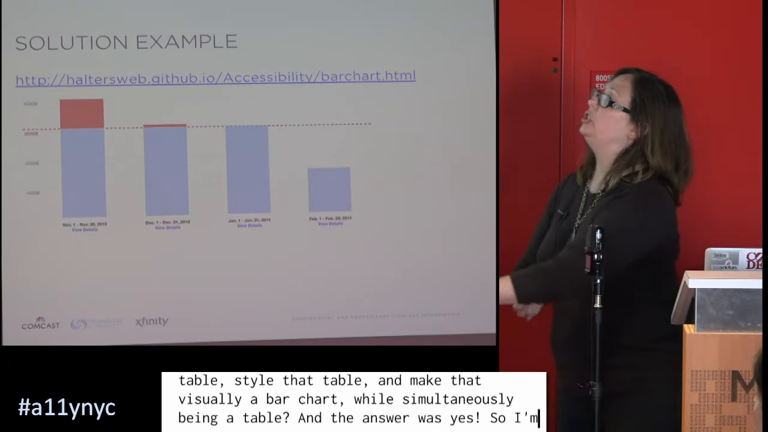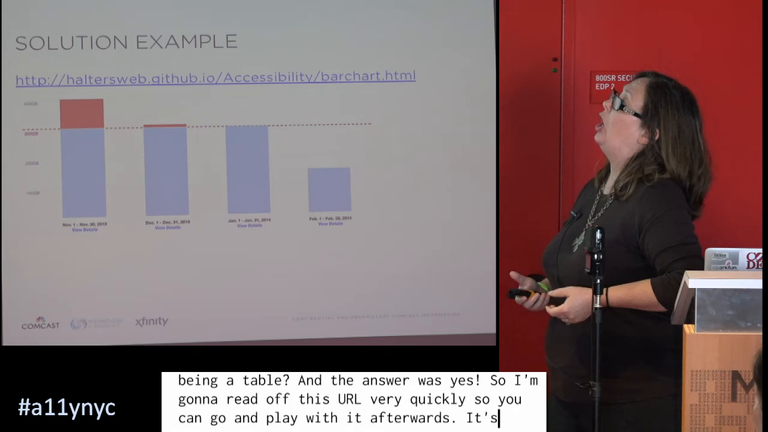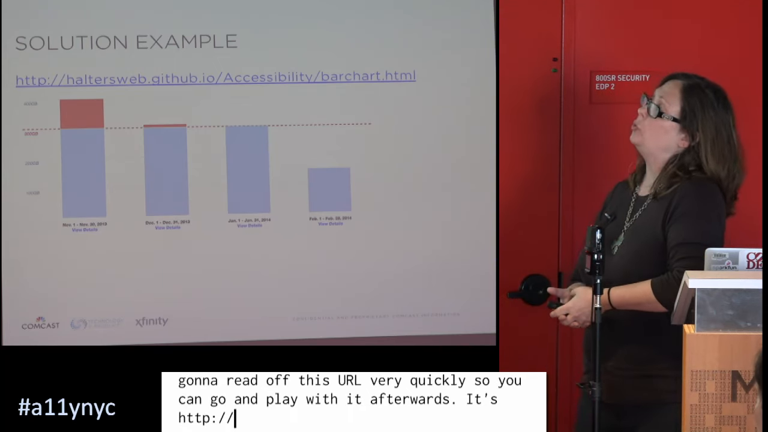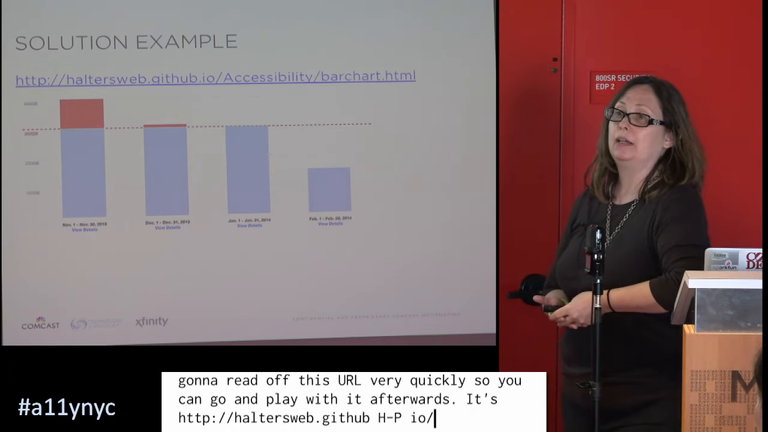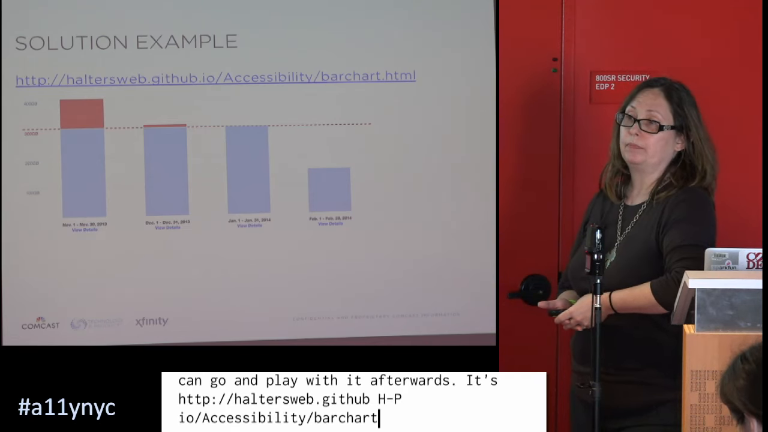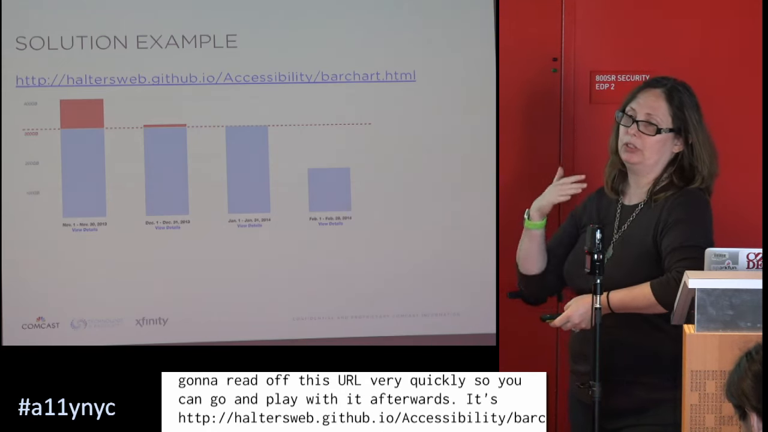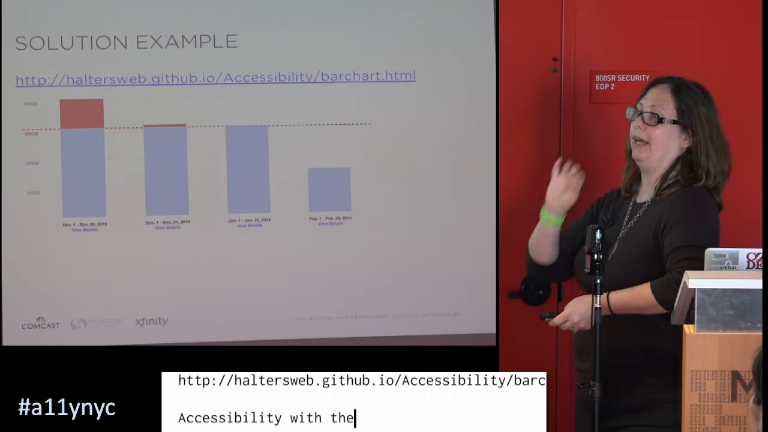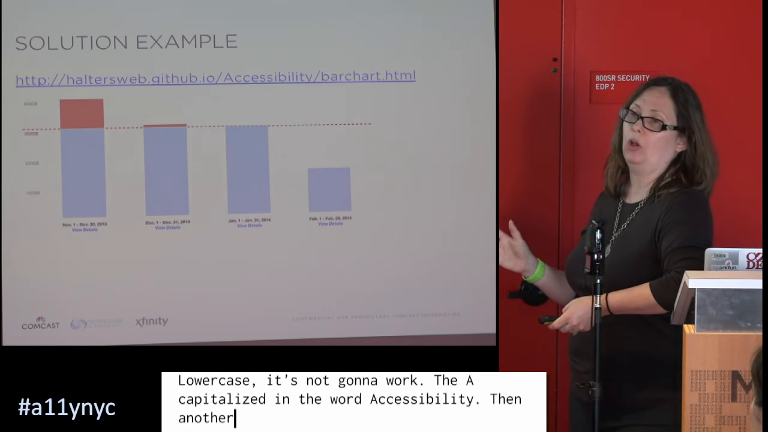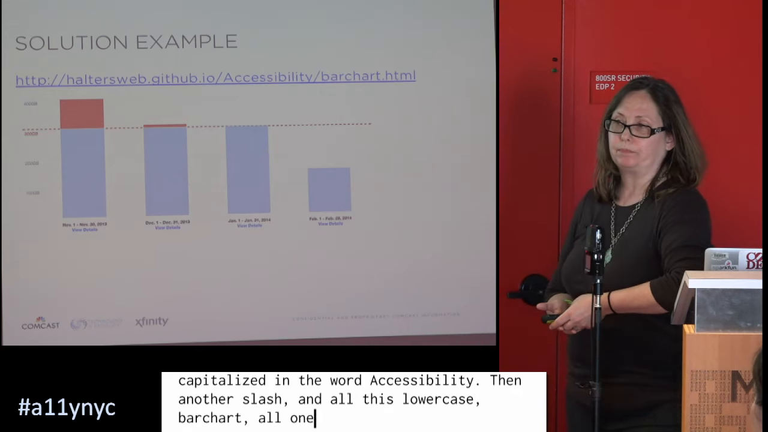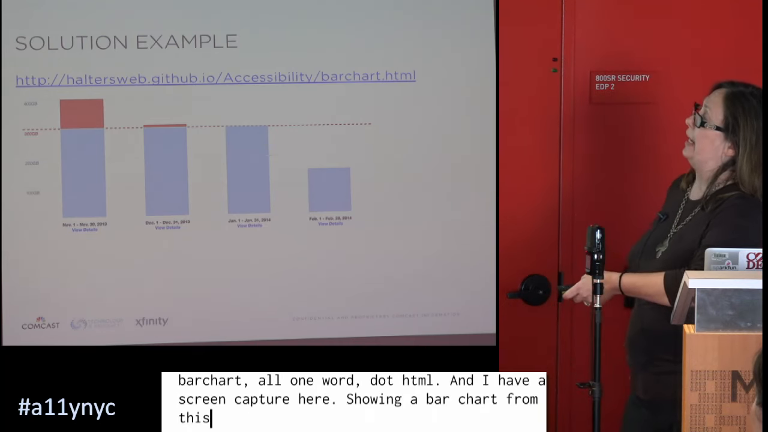So I'm going to read off this URL very quickly so you can go and play with it afterwards. It's http:// Haltersweb, that's HALTersweb.github.io/accessibility with the letter A capitalized. If it's lowercase, it's not going to work. The A capitalized in the word accessibility, then another slash, and then all in lowercase, barchart, all one word, .html.